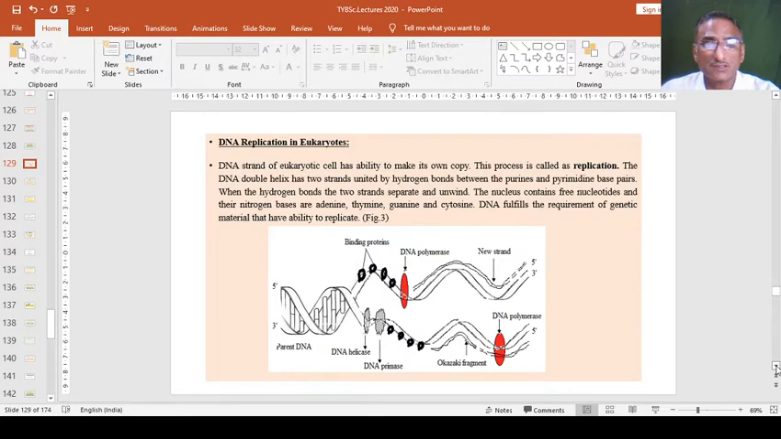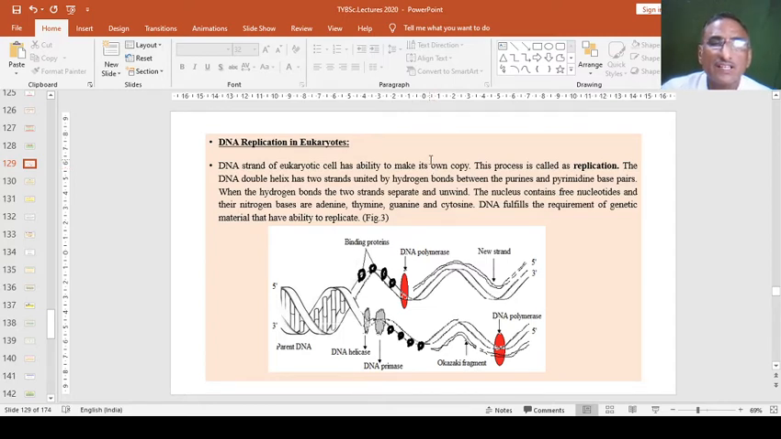DNA replication in eukaryotes is shown diagrammatically in this way. A single strand bifurcates into two strands, and both strands make their complementary strands, and new DNA is formed. This is how the DNA strand of a eukaryotic cell has the ability to make its own copy. This process is called replication.